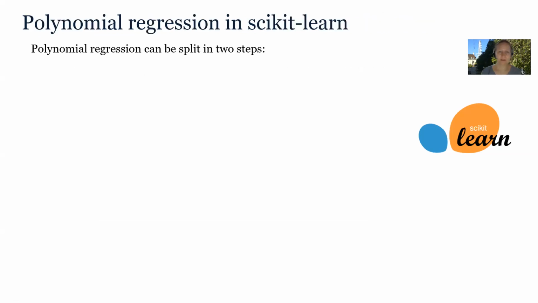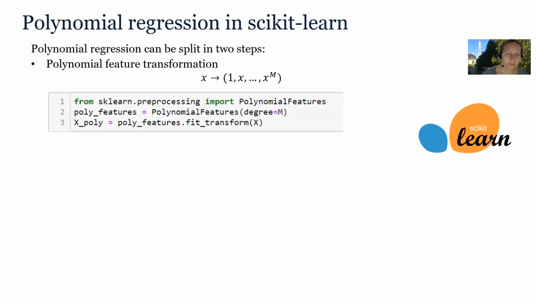The final bit of scikit-learn knowledge I want to give you is how we create polynomial regression in scikit-learn. So there is no dedicated model in scikit-learn for polynomial regression. Instead, we have to do it in 2 steps. The first step is polynomial feature transformation.